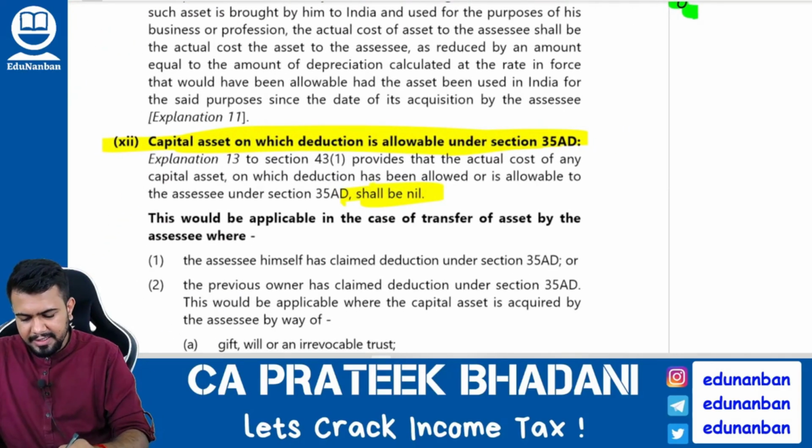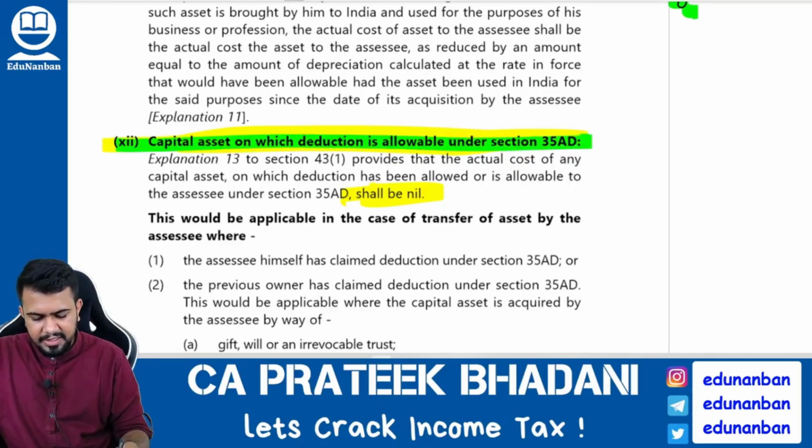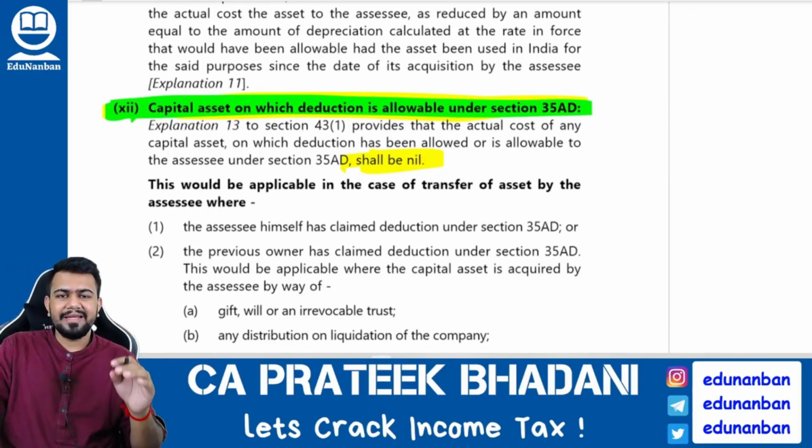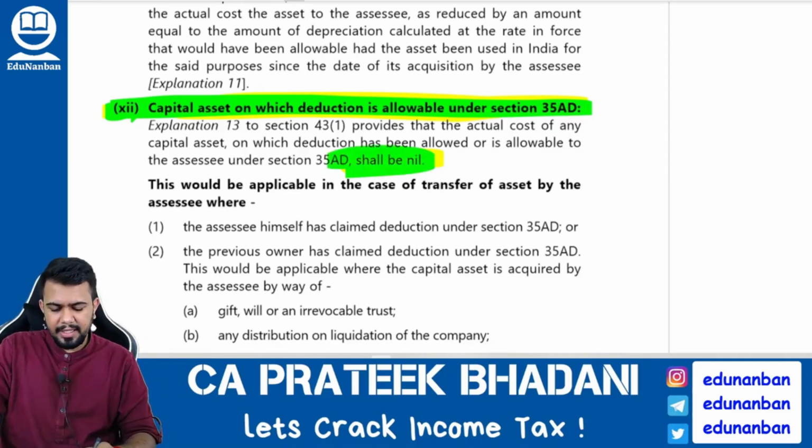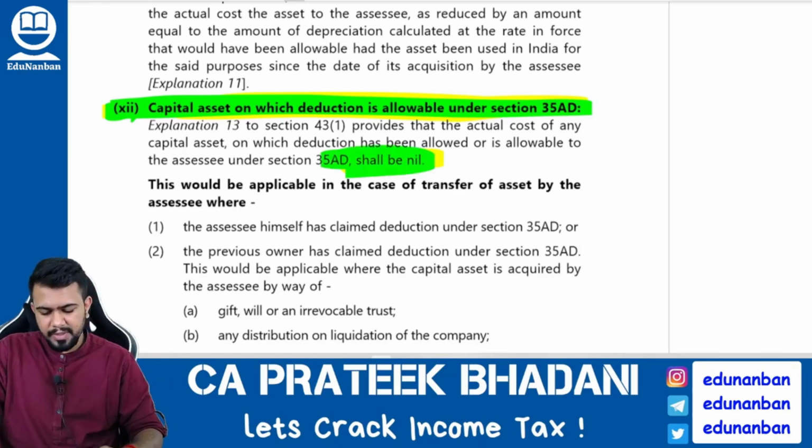Next, capital asset on which deduction is allowable under section 35AD. So if in 35AD deduction is already allowed for a capital asset, then cost of such asset in the business is going to be nil. Cost of asset is going to be nil.